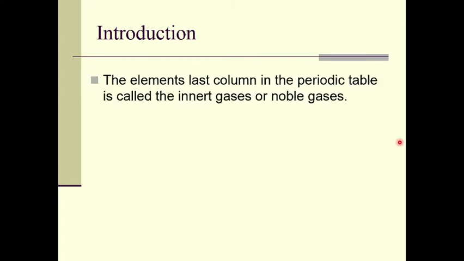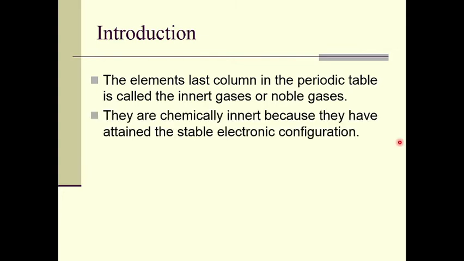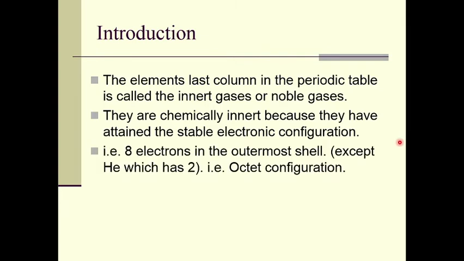Now the elements in the last column in the periodic table are called inert gases or noble gases. They are chemically inert because they have attained the stable electronic configuration. So we have seen in the case of helium and neon, they have attained the stable electronic configuration, that is 8 electrons in the outermost shell, right? Except helium, which has only 2 electrons in the outermost shell, that configuration we call the octet configuration, right?